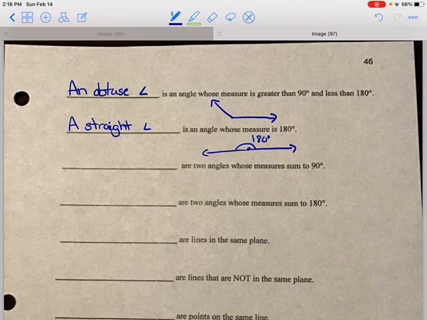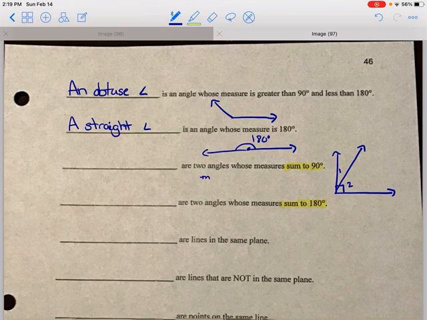All right, next we're going to look at sets of two angles. So two angles whose measure sums to be 90. And then the next one is two angles whose measures sum to be 180. So let's try a picture first. So for the first one, I'm going to try to start with a 90-degree angle. And then I'm going to split it into two. So there's one and there's two.